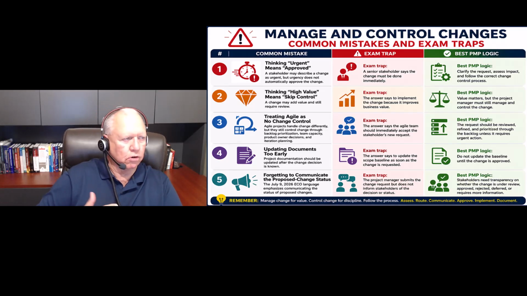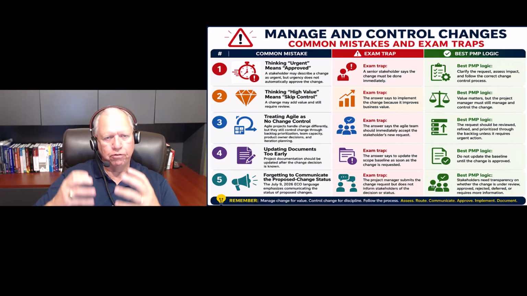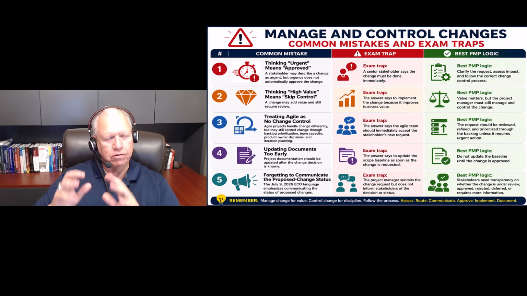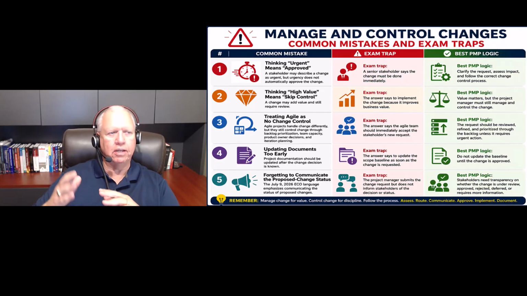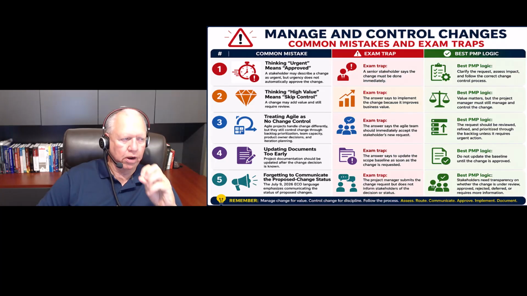Managing and controlling changes: there are some common mistakes and exam traps. Let's walk through some of these real quick. The first one is thinking urgent means approved. They'll present something in the test question that's urgent, and you'll think that means approved. It's not approved. That's a trap. A senior stakeholder says the change must be done immediately. That means nothing until it gets approved. Your best PMP logic is to clarify the request, assess impact, and follow the correct change control process, but don't put it into play unless it's going to be approved or has been approved.